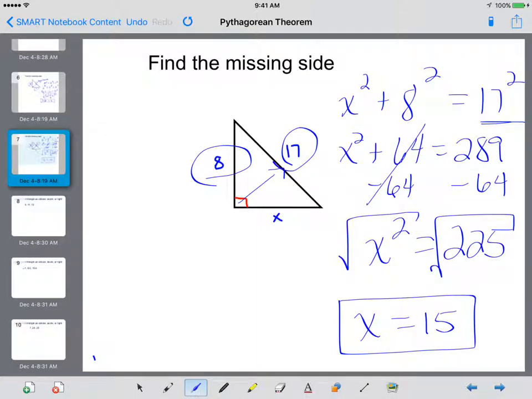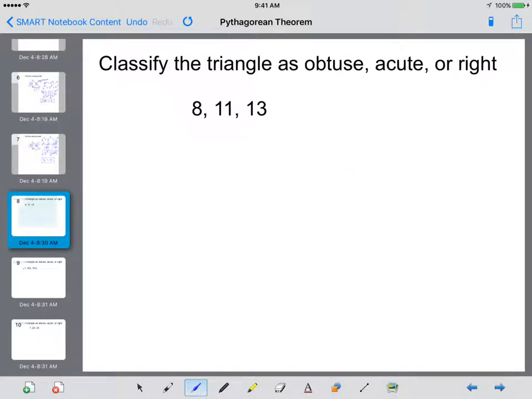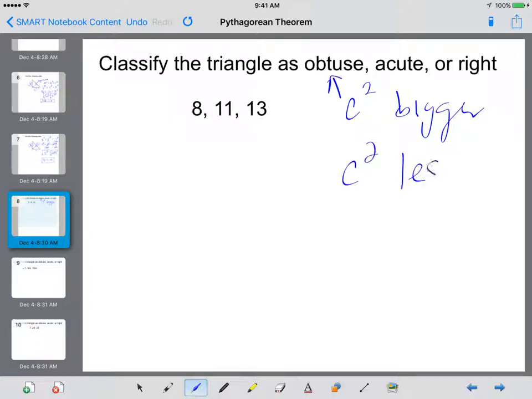Let's go on to our classifying. So we need to classify if the triangle is obtuse, acute, or right. So from our definitions, we know that if c squared is bigger than a squared plus b squared, it's going to be obtuse. If c squared is less than a squared plus b squared, it's going to be acute. And if c squared is equal, it'll be a right triangle.